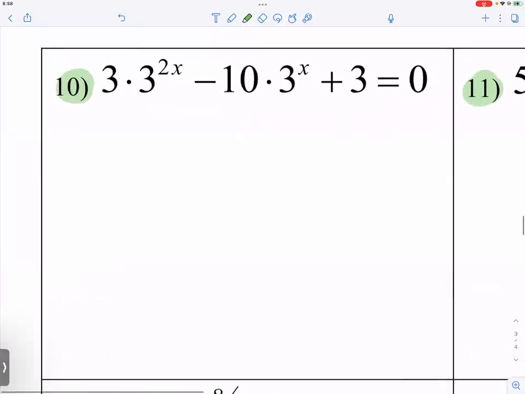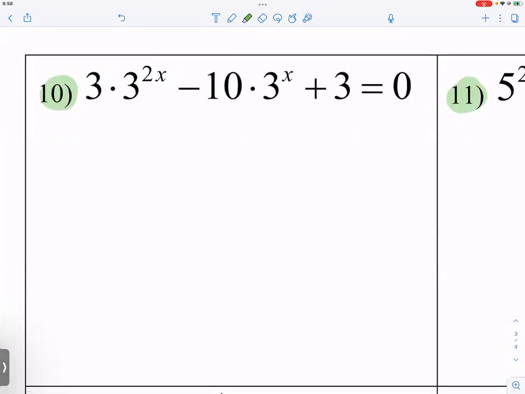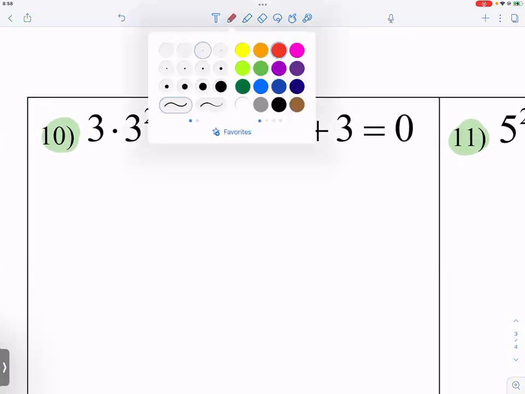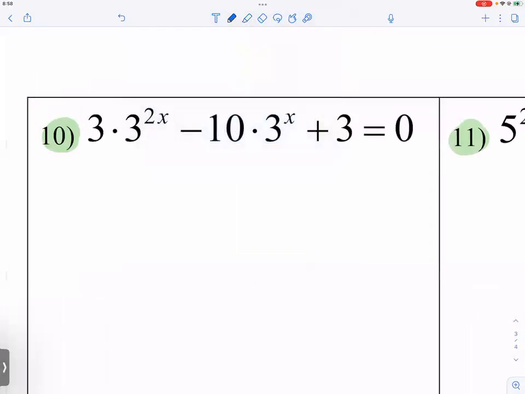All right, so let's go to number 10. So what kind of question is number 10? Not x, we say use a dummy variable, right? Yeah, a dummy variable, that is 3 to the x power. So 3 to the 2x power is the same thing as 3 to the x squared.